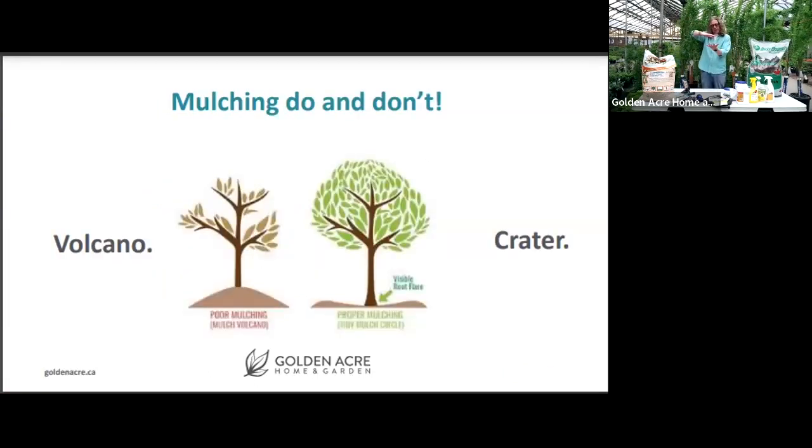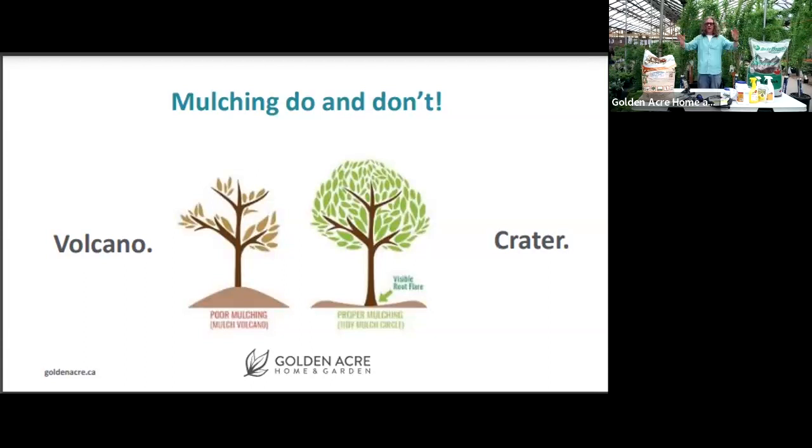Again, remember we said at the beginning about planting too deep? It's the same with mulch. You don't want mulch this deep around your stem. It can hold moisture on the stem. It's not allowing it to breathe. It's encouraging bugs. We don't want that.